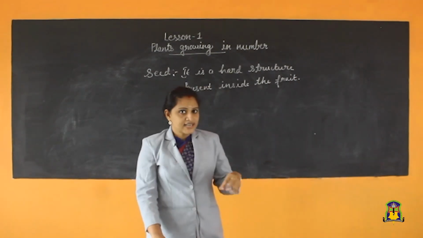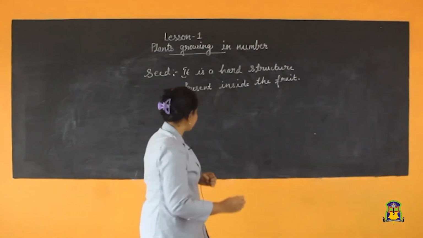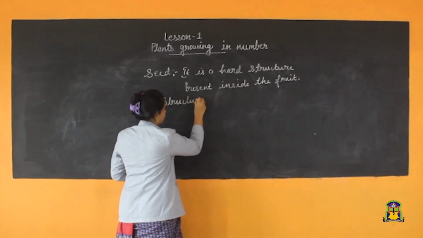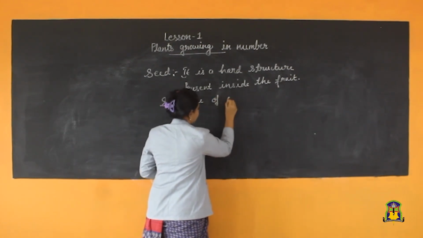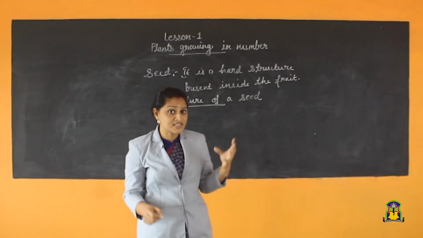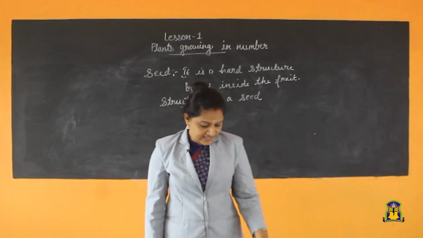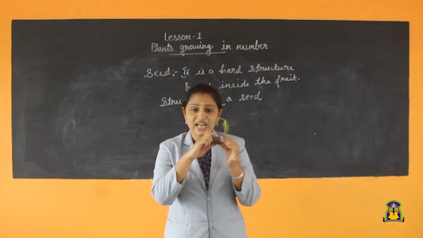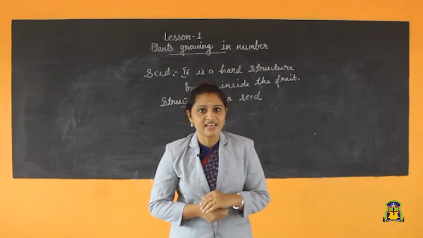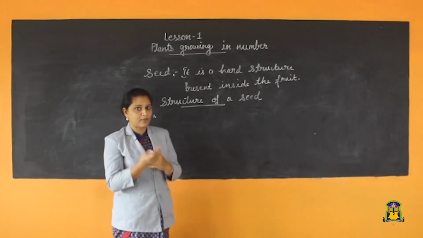Okay, so next we are going to study the structure of seed. Structure of a seed. Do you want to know what is the structure of the seed? Okay. First, we can see this hard portion. This is the outer part of the seed. So, that outer covering of the seed is called seed coat. So, first we will study the outer part of the seed.